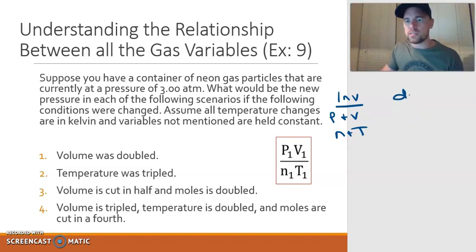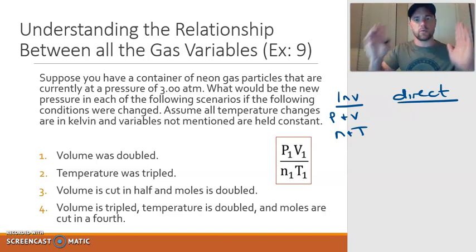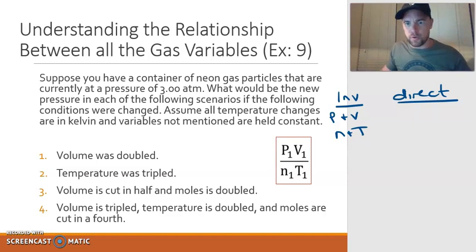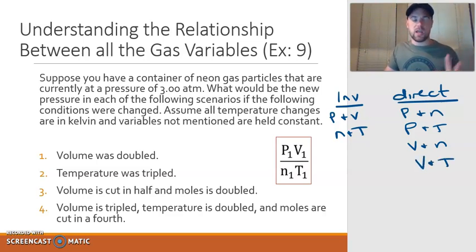Well, what are the ones that are directly related to each other? What are the ones where if one variable goes up and increases, so does the other one? Any variables that are on top of each other. So for example, pressure and moles. That's direct. Pressure and temperature, because they are on top of each other. So is volume and moles. And so is volume and temperature. Those are your direct relationships. That's going to help us out when we do these problems down here.